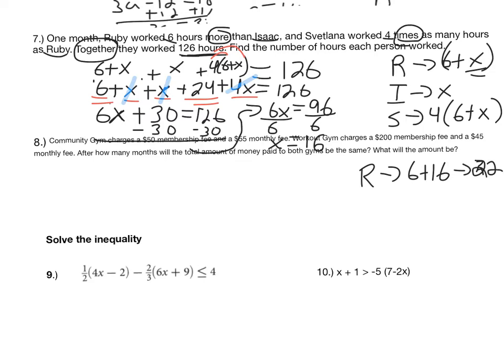All right, so Svetlana, we know, worked 4 times as much as Ruby, and we just figured out Ruby worked 22 hours, so it would be 4 times 22, which is 88. All right.